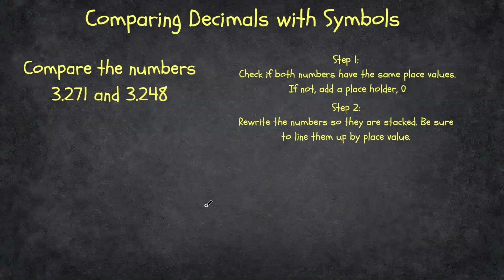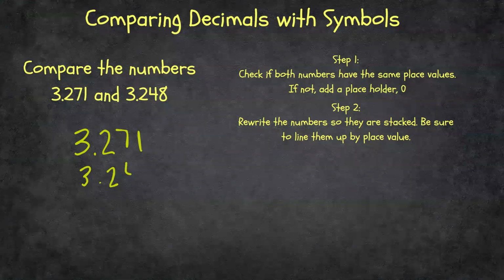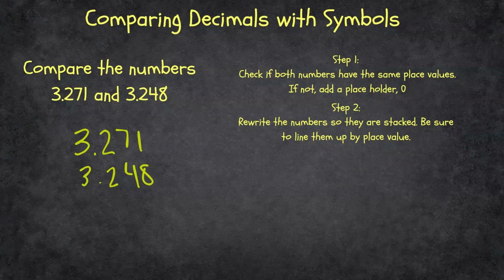Step 2, we're going to rewrite these numbers so that they're stacked on top of each other. And I'm going to be extra careful. I want to make sure that those place values are lined up. So hundreds with hundreds, tenths with tenths, thousandths with thousandths.